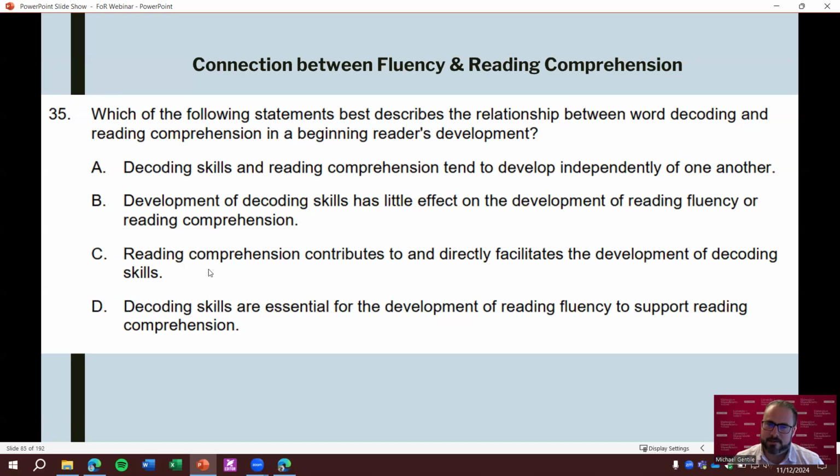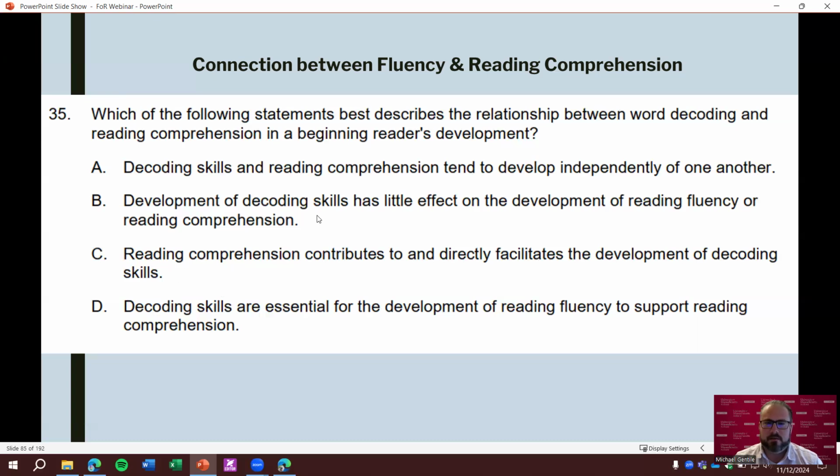C is a little tricky because it has the right words in it. It's just backwards. Reading comprehension doesn't contribute to decoding skills. It's the other way around. Comprehension is the end result that we want to get, into which decoding is helpful. The point of reading is reading comprehension.